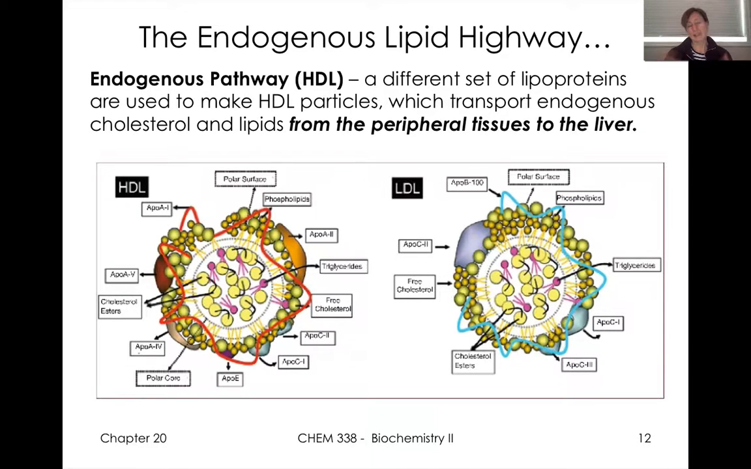And that's again what makes them good versus bad. LDL particles have proteins on their surfaces that direct them from the liver to the peripheral tissues. For HDL, a different set of particles is actually going to direct them in the opposite way, from the peripheral tissues to the liver. And that fundamentally is what makes HDL the good cholesterol.